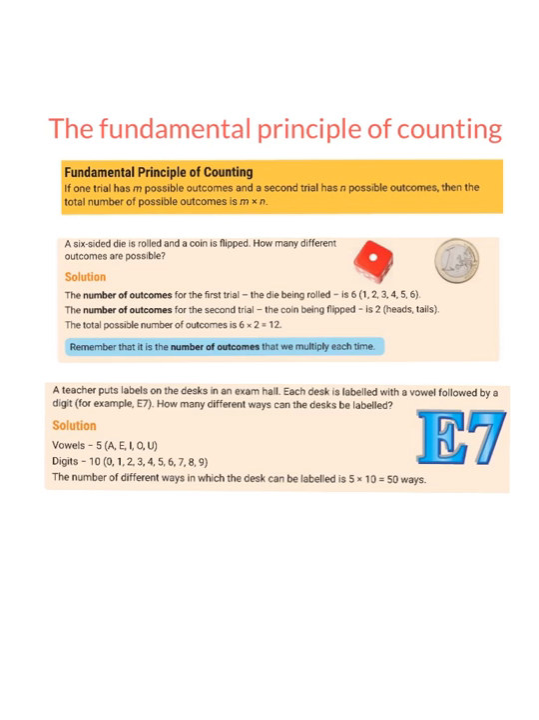Okay, so the main thing then that you need to know there, the fundamental principle of counting, basically all we do is we do m by n, okay? And m would be the outcome for the first trial and n would be the outcome for the second trial.